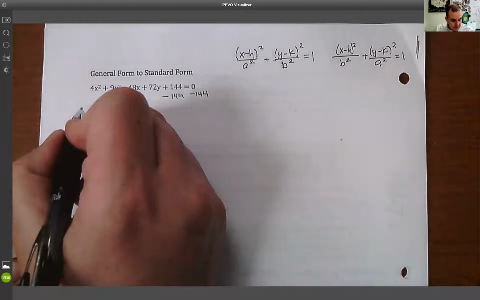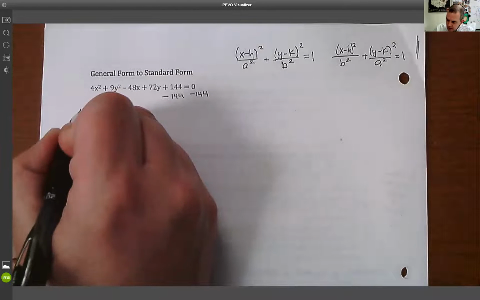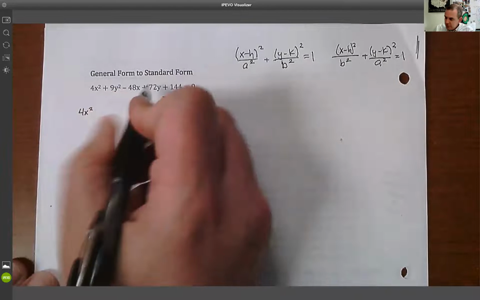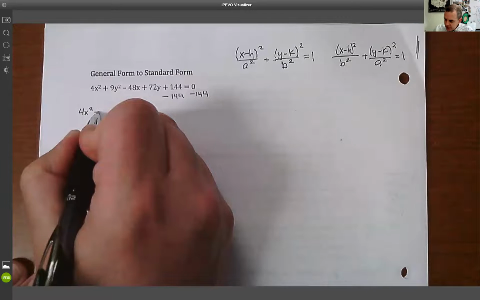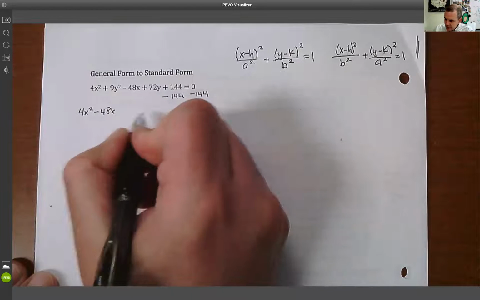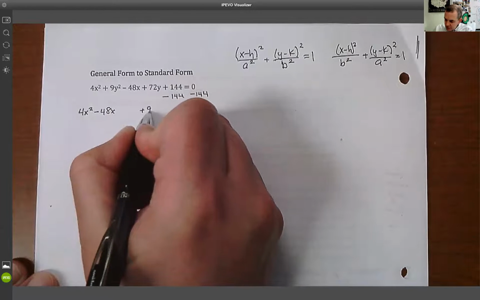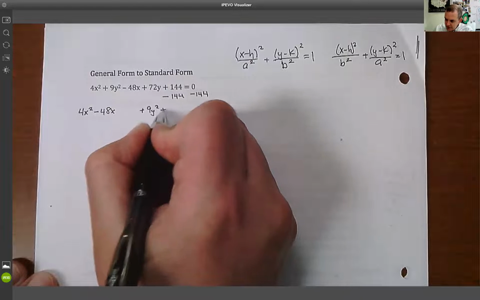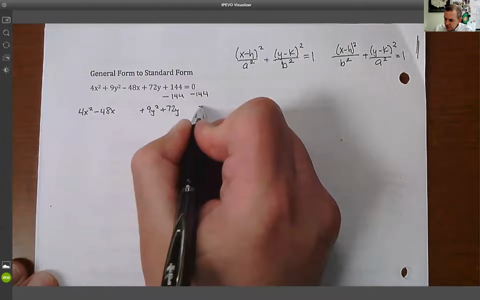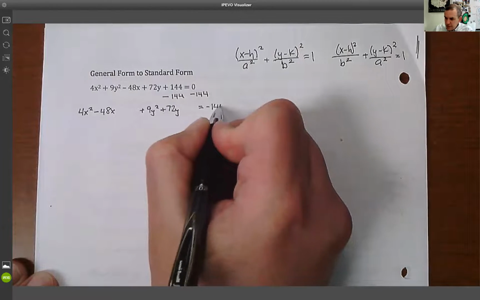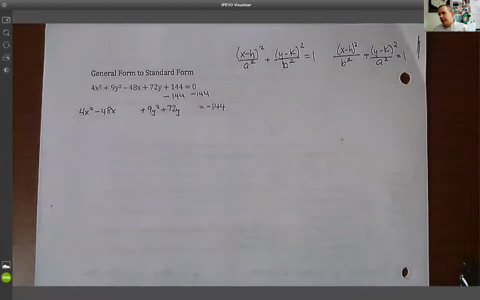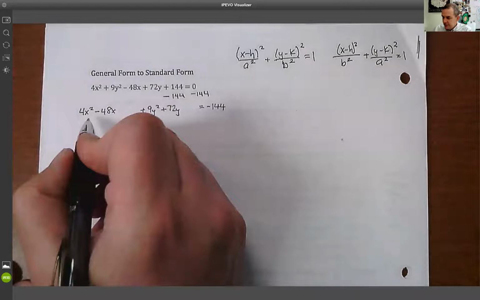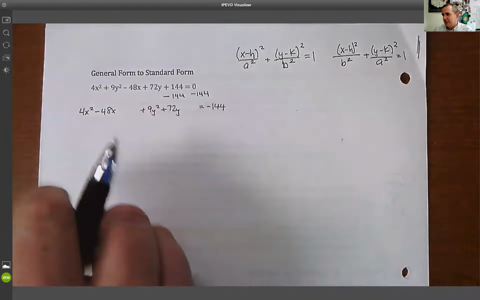What happens now is I end up with 4x squared, and I'm going to group the x's together, minus 48x, plus 9y squared plus 72y equals negative 144. Now here comes the deal. There's a little more work I have to do. I'm not going to try and complete the square right now because it's too big a number.